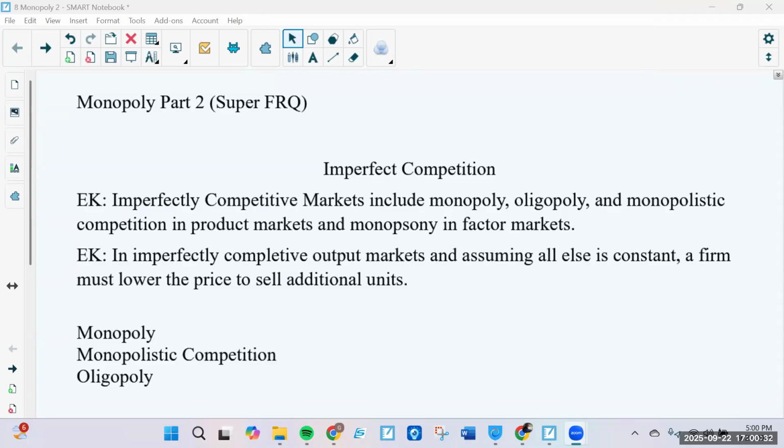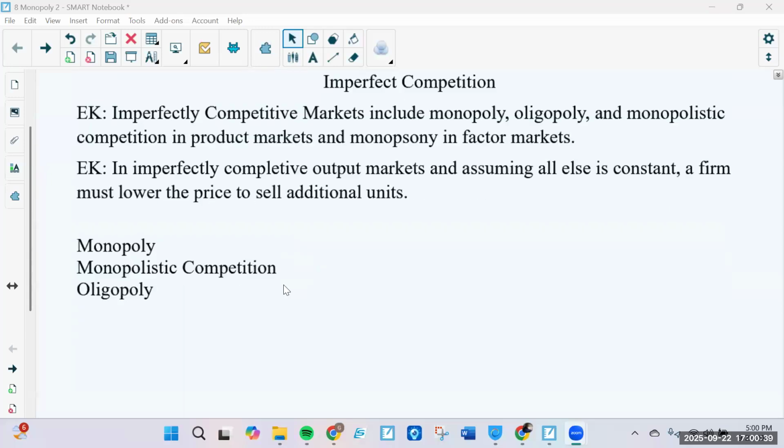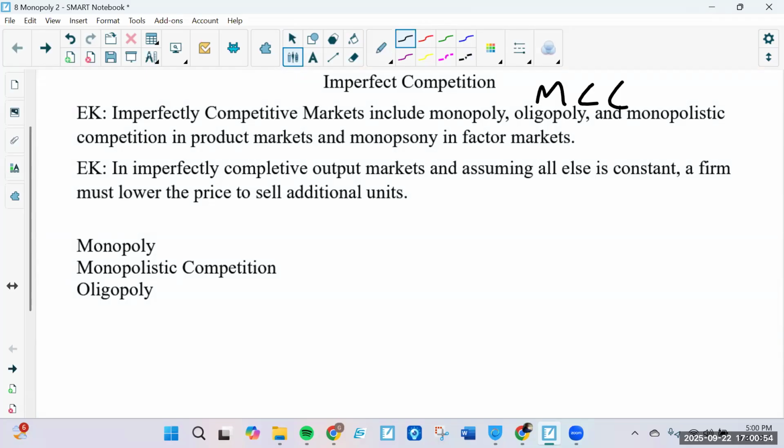Last week, I went over imperfect competition, and I just introduced the idea of what imperfect competition is. Imperfect competition consists of monopolies, which is what I talked about last week, oligopolies, and monopolistic competition, which will be next week. So next week we'll do MCO, monopolistic competition and oligopoly. That's the unit, the module that we'll do next week. But all these guys, monopolies, oligopolies, and monopolistic competitors, are what we call imperfect competitors, meaning not perfect competition.